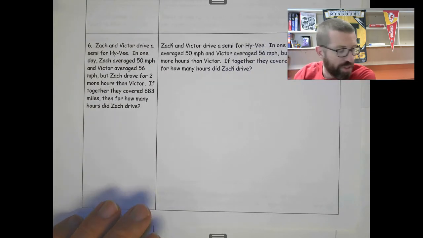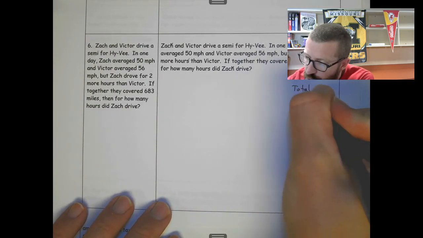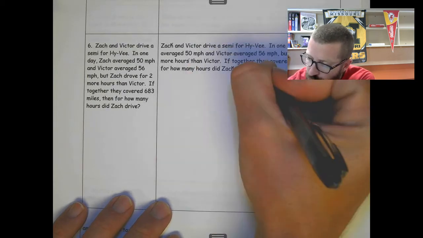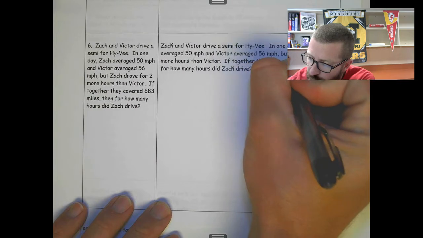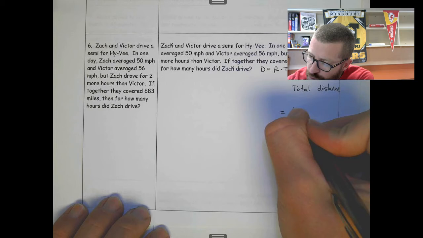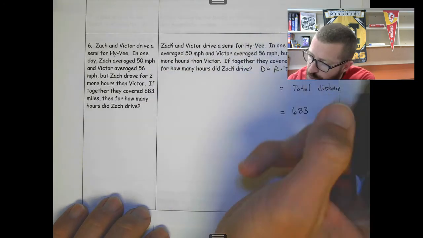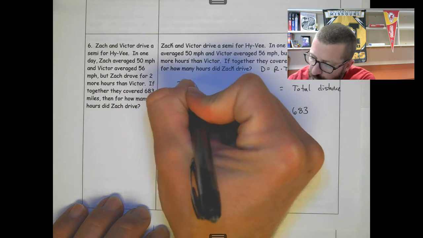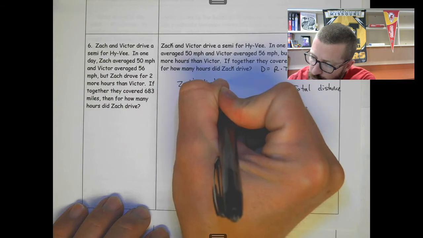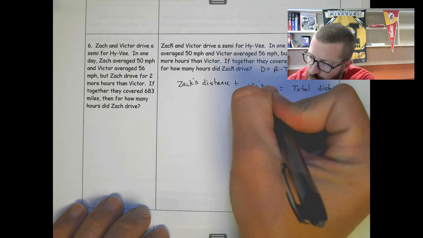Okay, so with this, one of the things to identify is this total. So once again, we have a total, and this time it's distance. So there is a formula for distance. Distance is equal to rate times time. So if my total distance is 683 miles, my total distance is the distance Zach drove, so we'll say Zach's distance plus Victor's distance. We'll say Vic's distance.